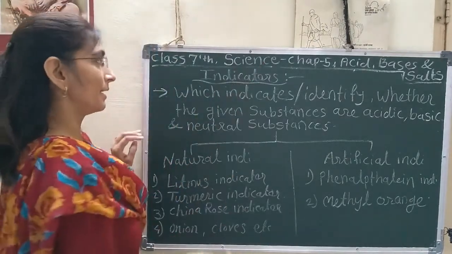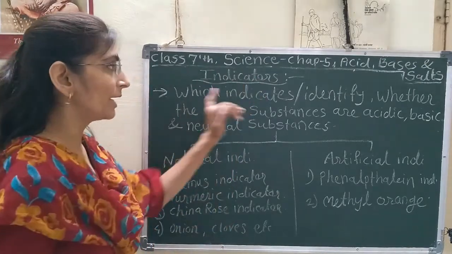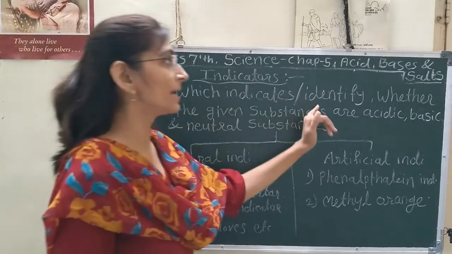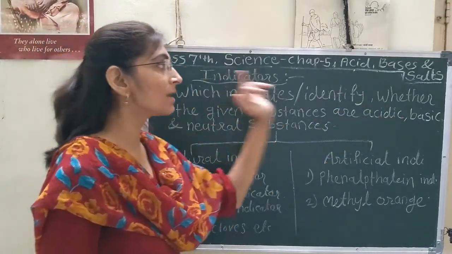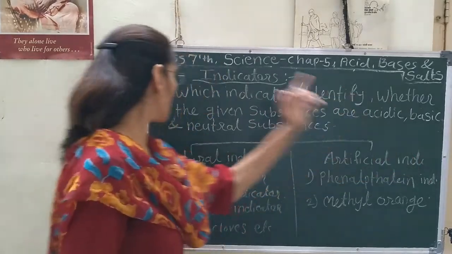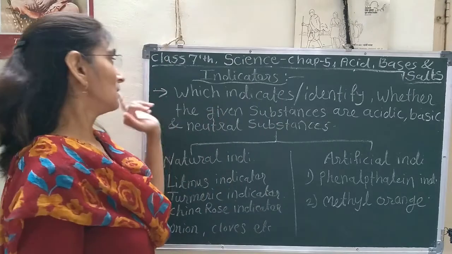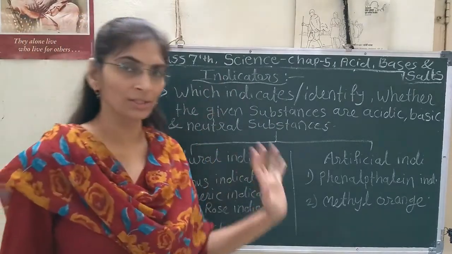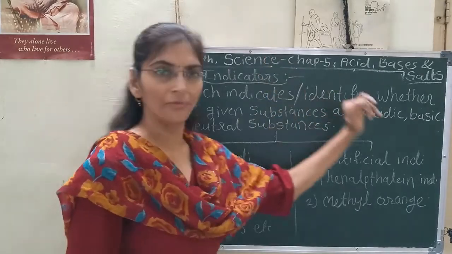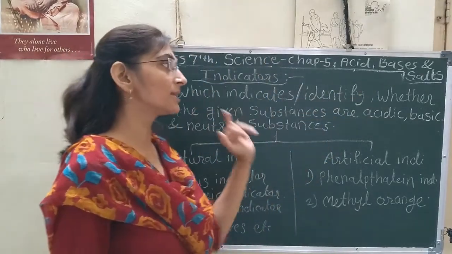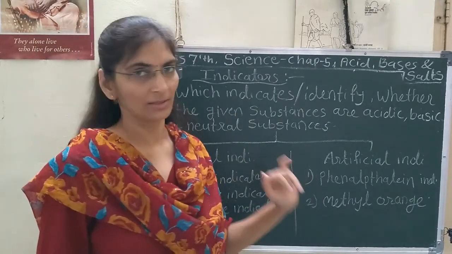Let us first see the definition of indicator. So what is an indicator? The indicators are the substances which indicate or identify whether the given substances are acidic, basic or neutral. Got it?